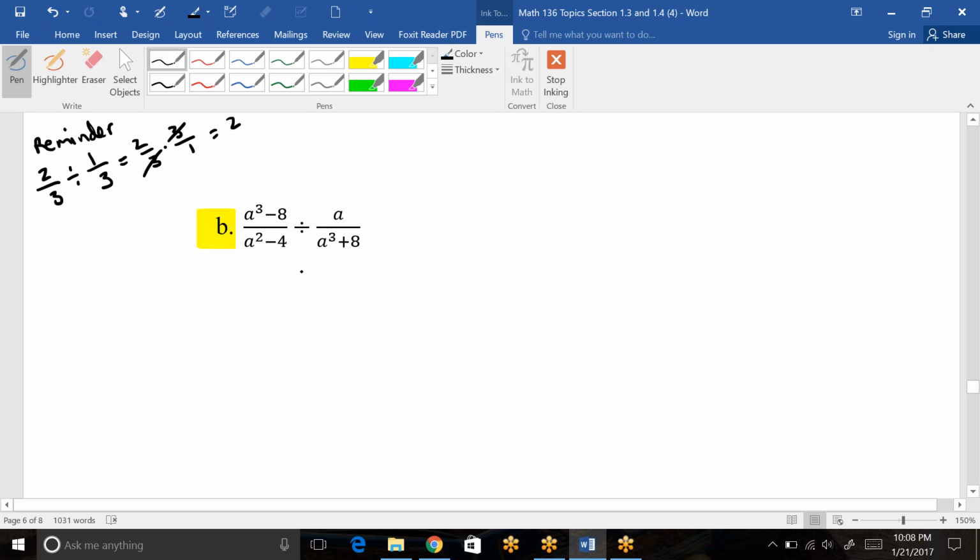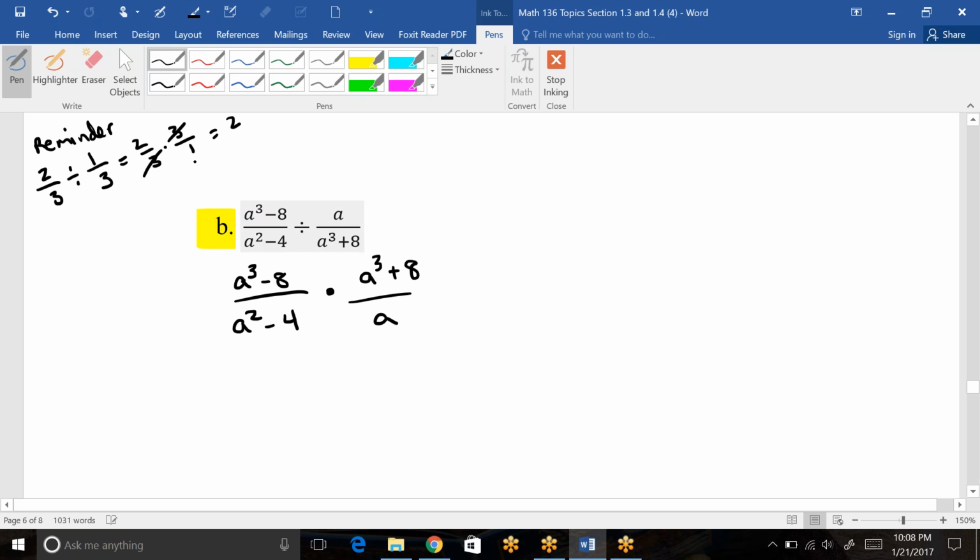So when you're doing one of these rational expressions, your first step should be to change this to multiplying by the reciprocal before you try to factor anything. So I'm going to rewrite this. First fraction stays the same. This becomes a times, and the second fraction flips.